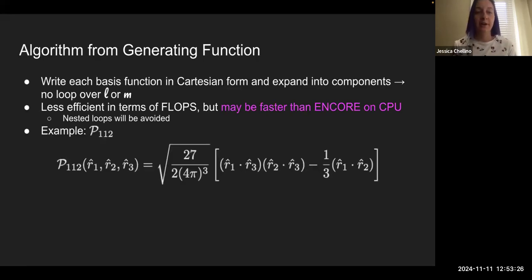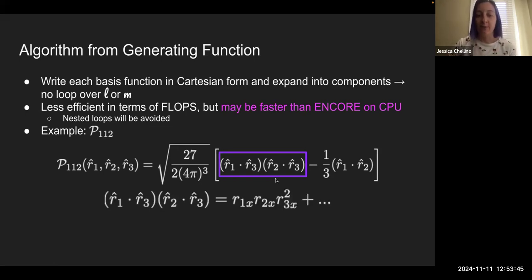Now, I want to go through an example of how we would actually compute this. So I'll choose the isotropic function P112 just as an example. And we can see that there are different dot products that it depends on, but we'll just focus on the combination of these first two dot products here. If you take that, you can expand the dot products into the components of R1, R2, and R3. So you'll get 9 different terms in your sum. And here I'm just going to focus on this first term.